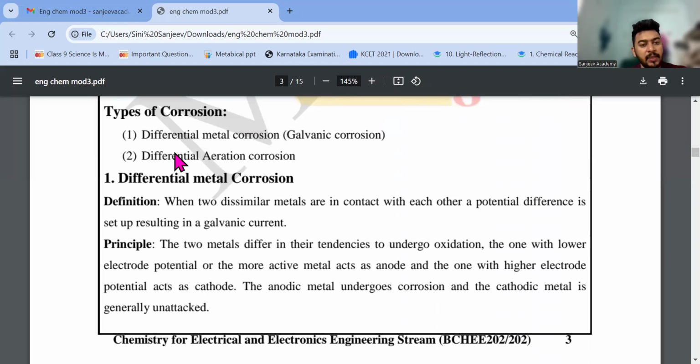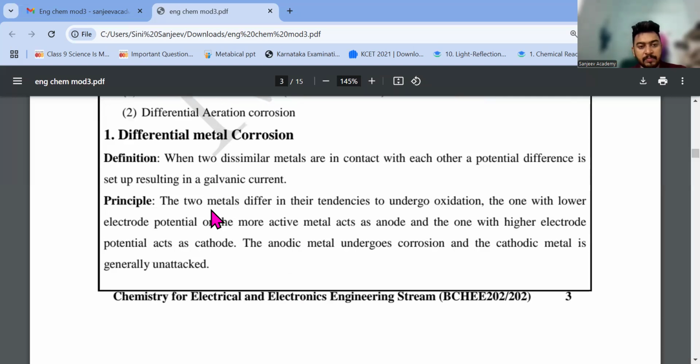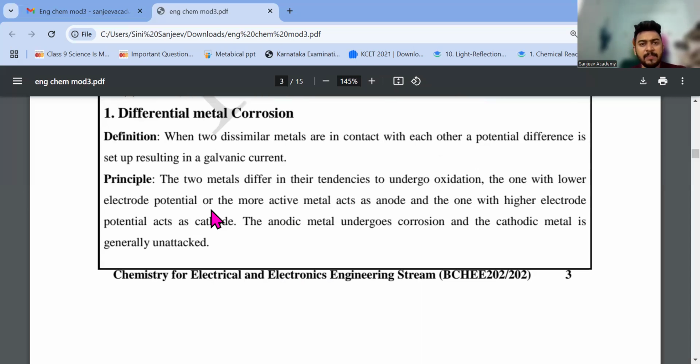Types of corrosion: differential metal corrosion, that is galvanic corrosion, and differential aeration corrosion. Differential metal corrosion is when two different metals are in contact and a current passes through those metals; that time corrosion happens. Same principle: at the anode region, oxidation happens, and at the cathode region, reduction happens. The more active metal acts as anode and the other acts as cathode.